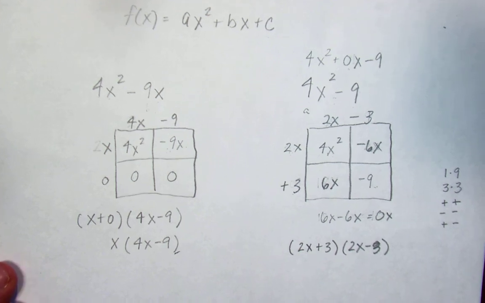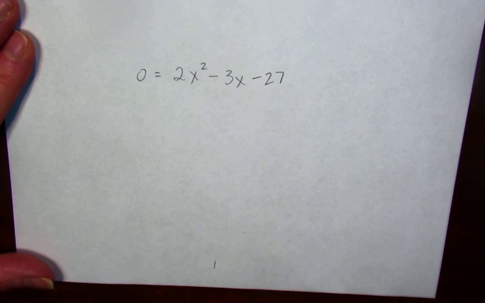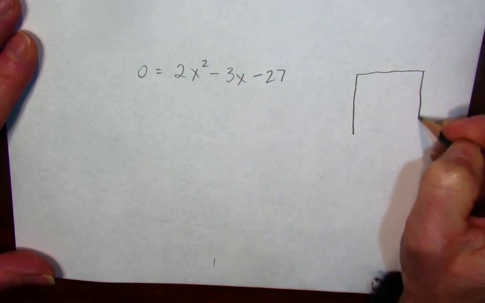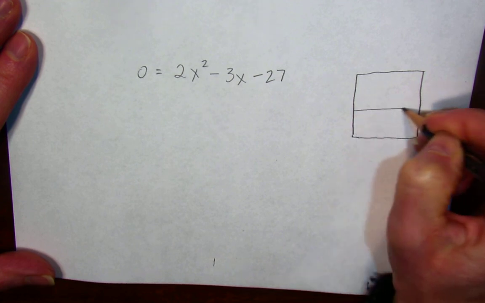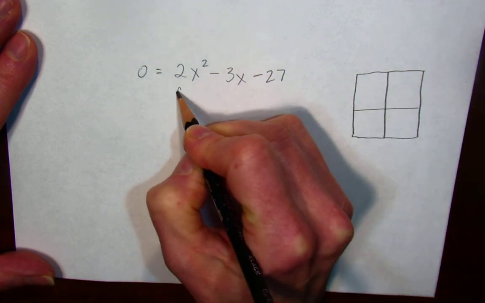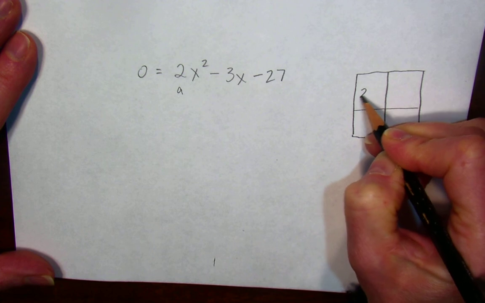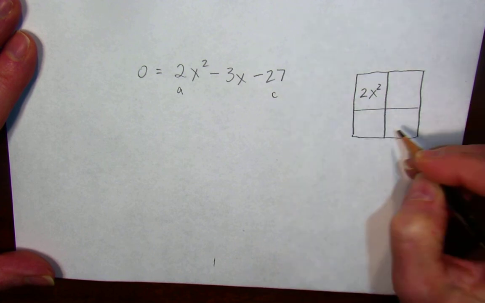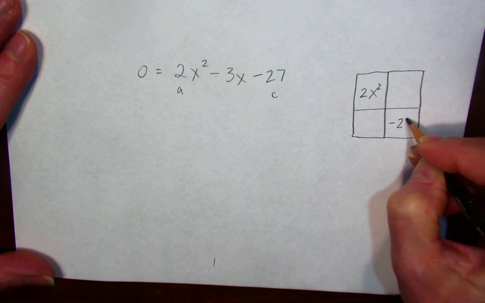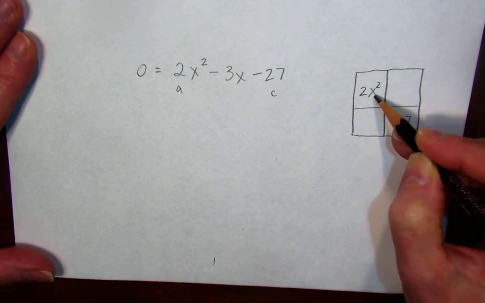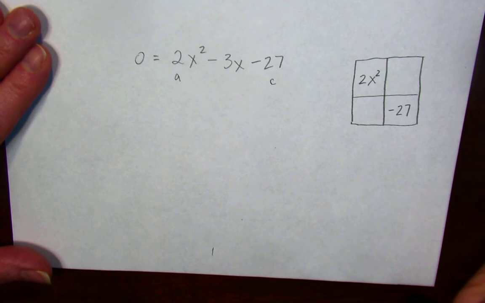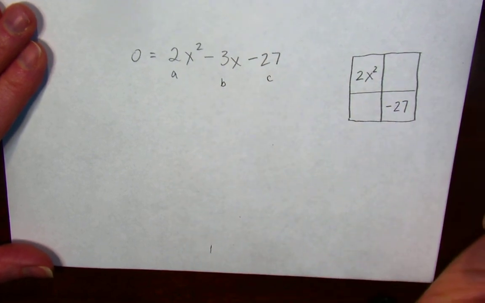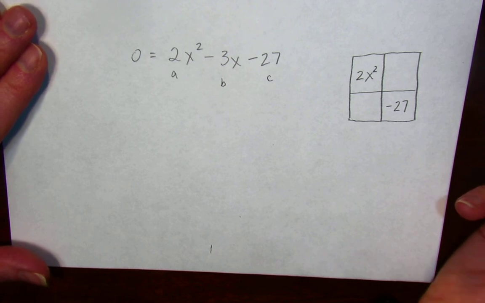One more. Let's apply this to a trinomial. This is your A term. This is always going to go in the upper left-hand corner. This is your C term. This is always going to go in your lower right-hand corner. And then your B term is going to be split up between here, but we don't know how. This is the puzzle we have to figure out.